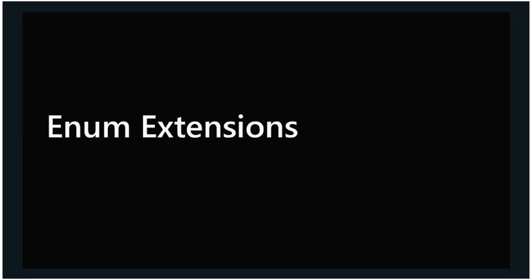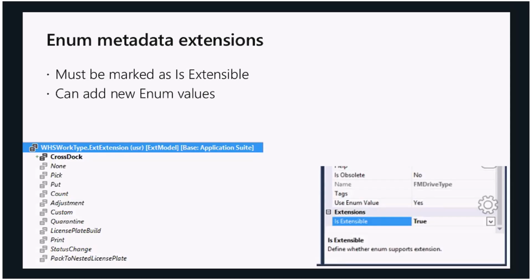So let's talk next about Enum extensions and what is necessary to add new values to an Enum. In order to create an extension and add values to a base Enum, it must be marked as "is extensible". If this is true, then you can create an extension and add additional Enum values to support your solution. So you might ask, why don't we simply have all Enums set this property to true and allow you to extend any Enum in the system?